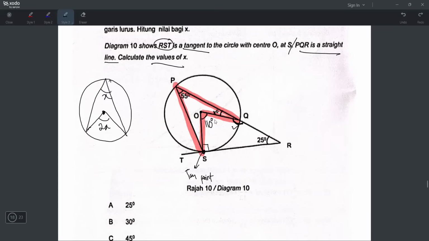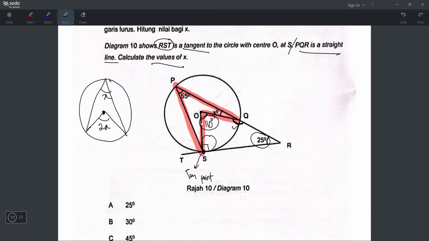After you get your 110, now you can find this angle because this shape is a quadrilateral. Quadrilateral means it has 4 sides. And if it has 4 sides, what is the sum of interior angles? 360, because 4 sides. So you can take 360 minus 110 minus 90.